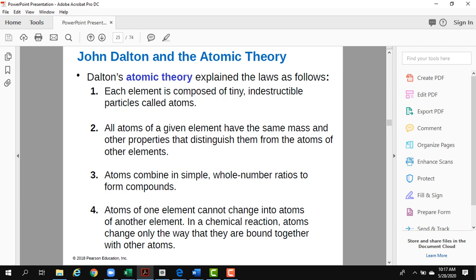Atoms of one element cannot change into atoms of another element. Never does oxygen go to hydrogen. But in a chemical reaction, atoms can change only the way they bond together. In a chemical reaction, like sodium chloride formation, they can combine, they can form, then comes the chemical bond. So this is Dalton's atomic theory, another very important aspect. Okay.